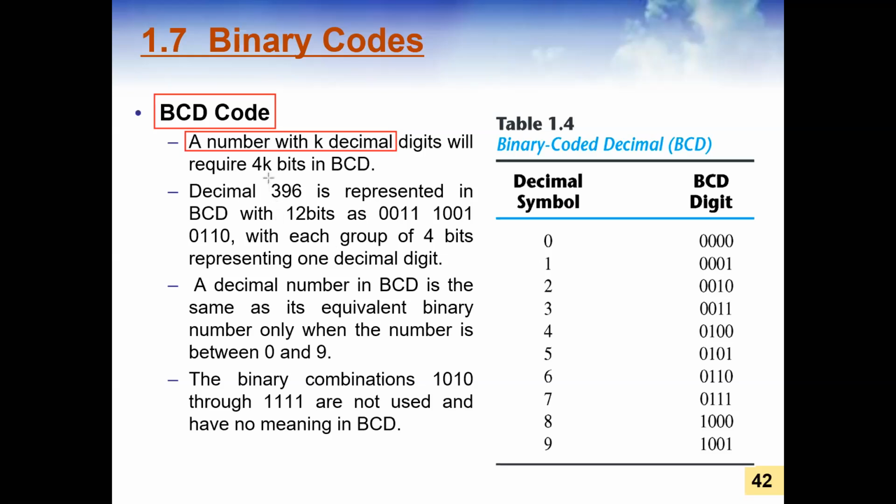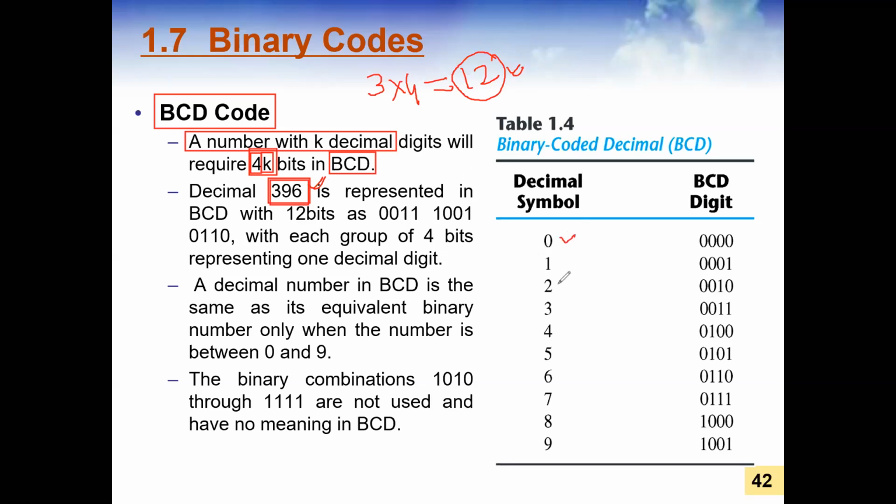For example, if I am saying 396, what is the value of k? 3, because k is representing the digits. So this is 3. It will require 4k bits in BCD. What is 4k bits? 4 multiplied by the number of digits. The number of digits is 3. If I multiply 3 by 4, what will be my result? It will give me 12. That means I need 12 bits to represent 396 in BCD.